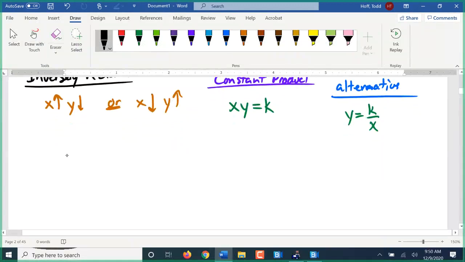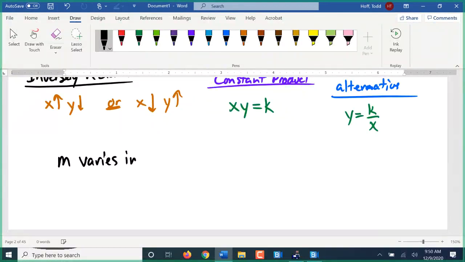So if we were told m varies inversely as d, that is telling us m equals a constant divided by d.